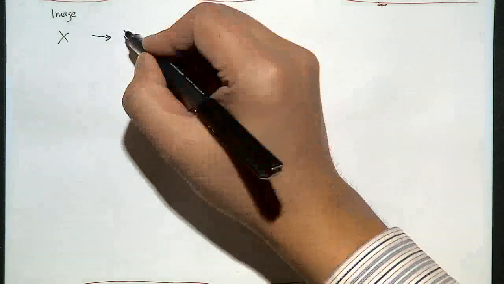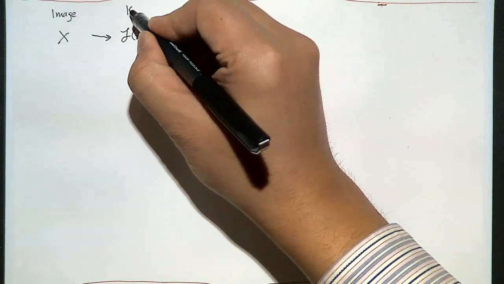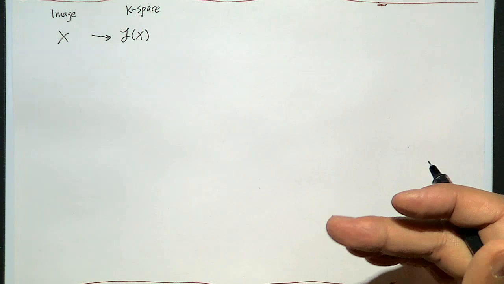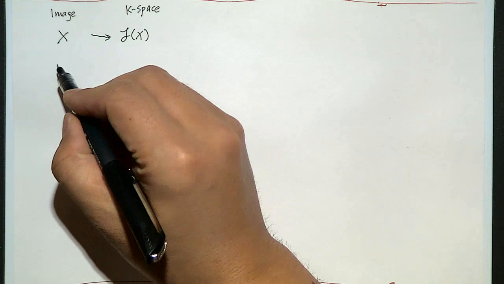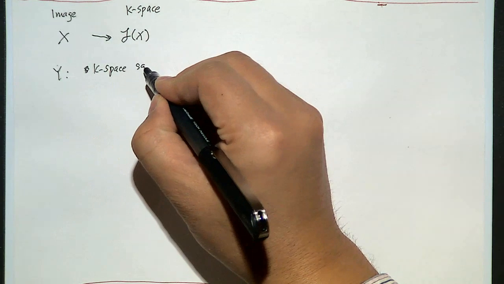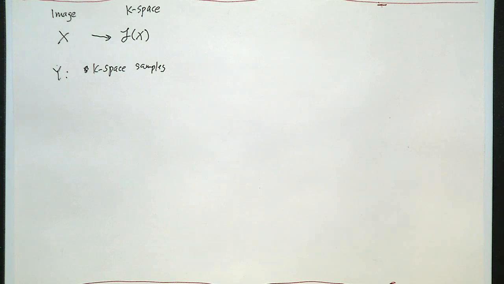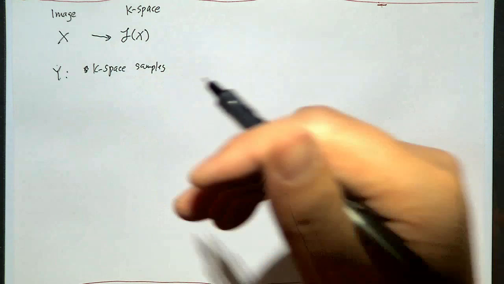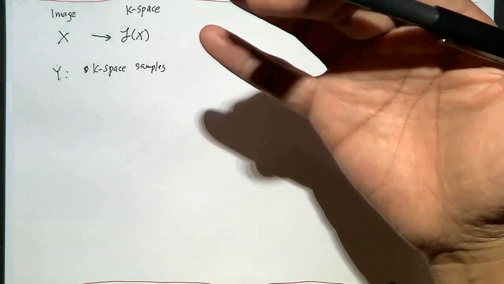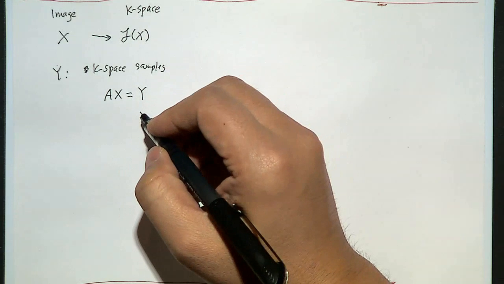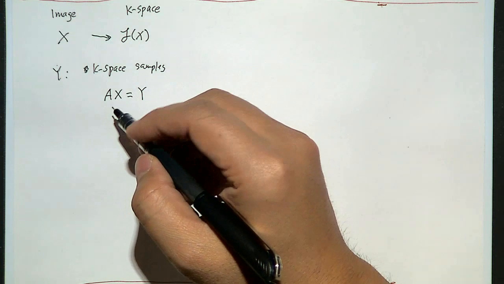If you do a Fourier transform of X, that's your k-space. And you do some measurements in k-space. Let's say your measurement is Y. These are your k-space samples. X is what you're looking for. So it's all about solving a matrix inversion problem. We talked about this in parallel imaging. You have to formulate a list of equations, which can be summarized as A times X equals Y. Again, Y is your measurement, and A is your encoding matrix. So in this case, A can be what?